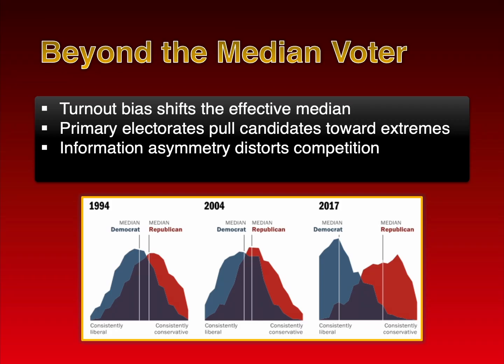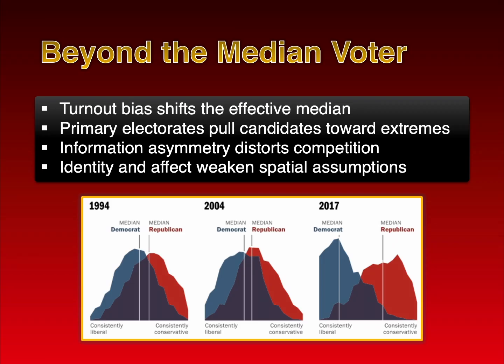Voters also face incomplete information and rely on their affective attachments rather than policy distance between the candidates to evaluate who they're going to vote for. Remember when I talked about affective polarization last class? And beyond that, identity and affect weaken spatial assumptions. Your own personal identities might also divorce you from how these median voter or spatial models interpret vote choice. Does this make sense? Great.